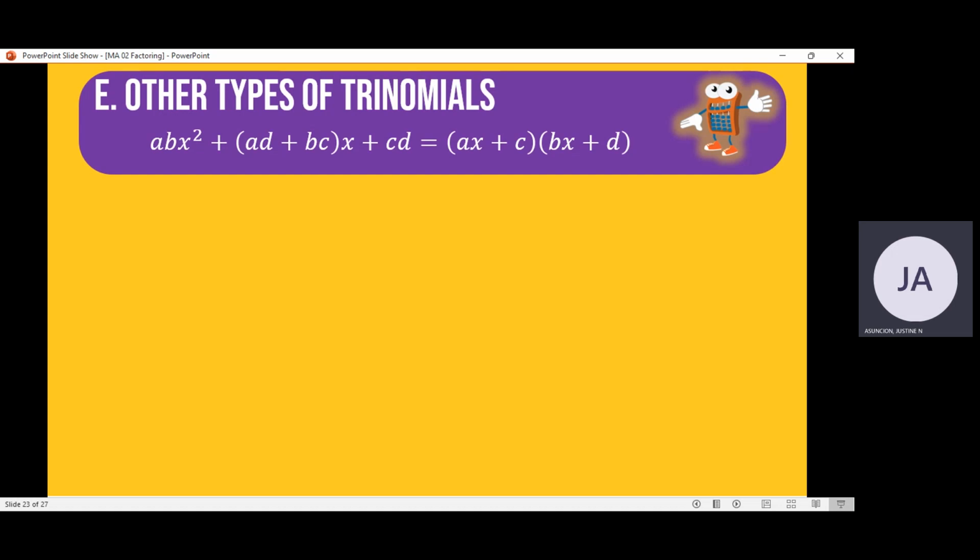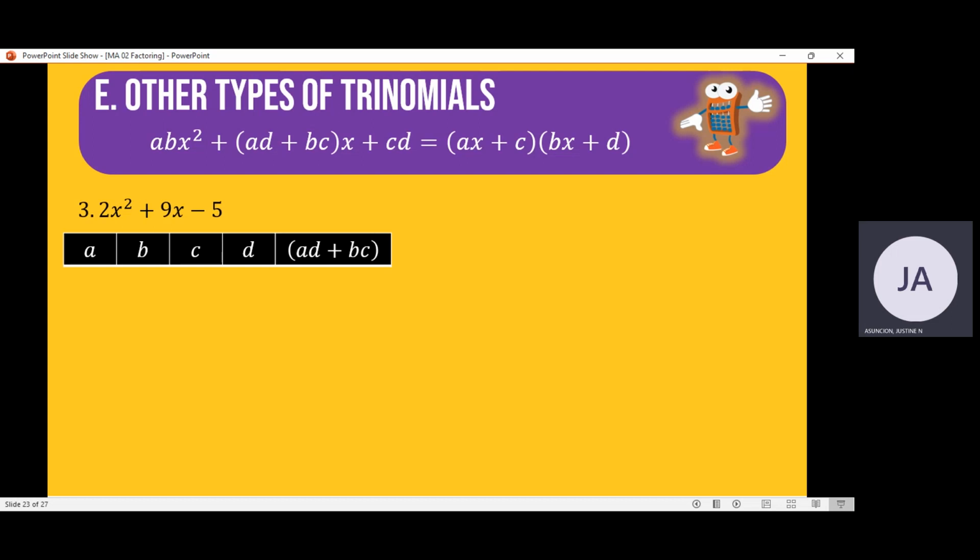So we have this form. abx squared plus the quantity AD plus BC times x plus CD can be expressed as AX plus C times the quantity of BX plus D. Okay, so for instance, we have 2x squared plus 9x minus 5. So as you can see here, we have A, B, C, and D.